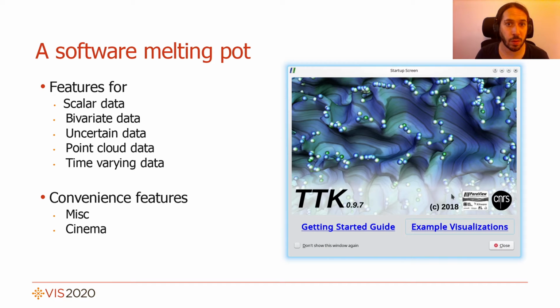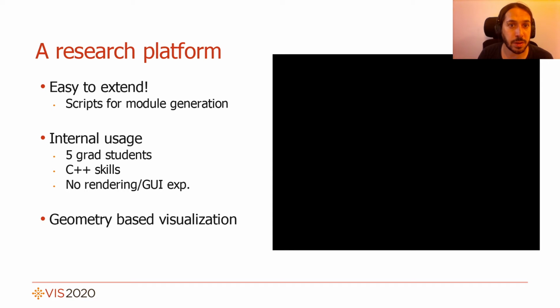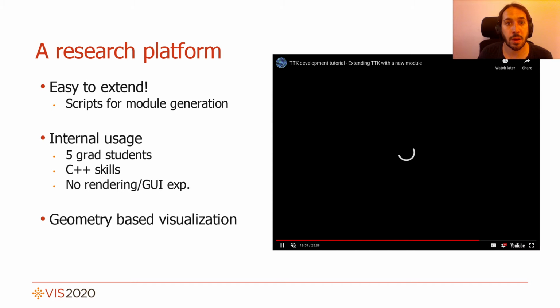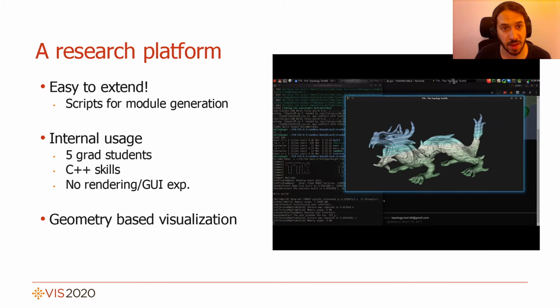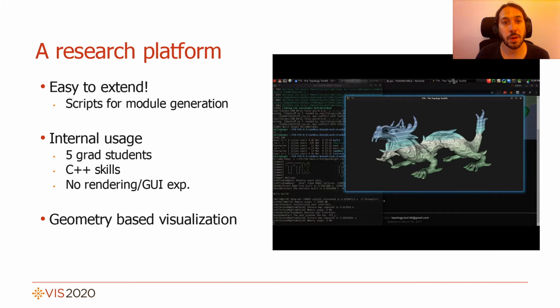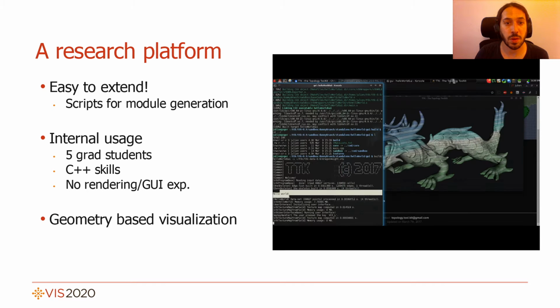As mentioned before, we support many analysis tasks and for many types of data: scalar, bivariate, uncertain, point cloud data, and time-varying data. As mentioned also in the tutorial, creating a new module for TTK is very easy, and the byproduct of that is that one can use TTK as a research platform. As a matter of fact, that was our initial motivation for developing TTK. We wanted to have a software platform within which it would be easy to implement and extend our research.